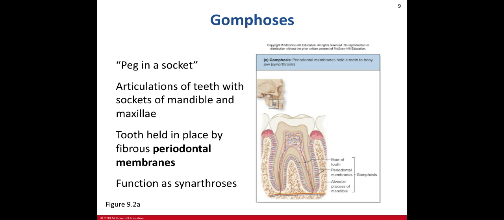Let's first look at the gomphoses. That's a peg-in-socket type of joint. We really only find this at the articulations of teeth within the sockets of the mandible and maxillae, so your jaw. The tooth is held in place by very fibrous periodontal ligaments. And really, it's a synarthrosis. We're not really having much movement, if any, in this type of joint.